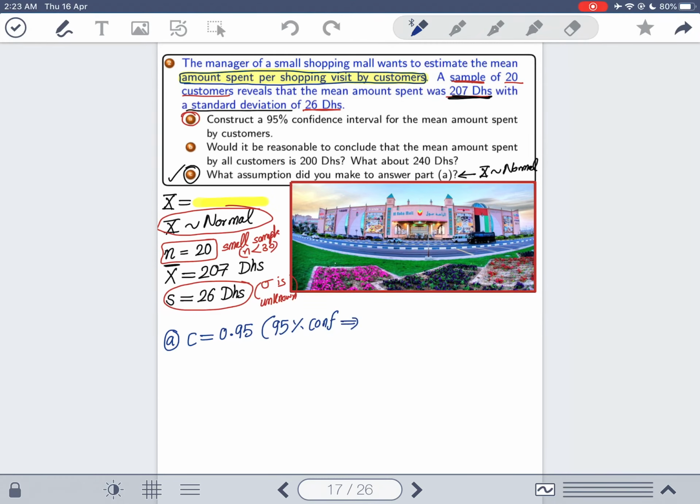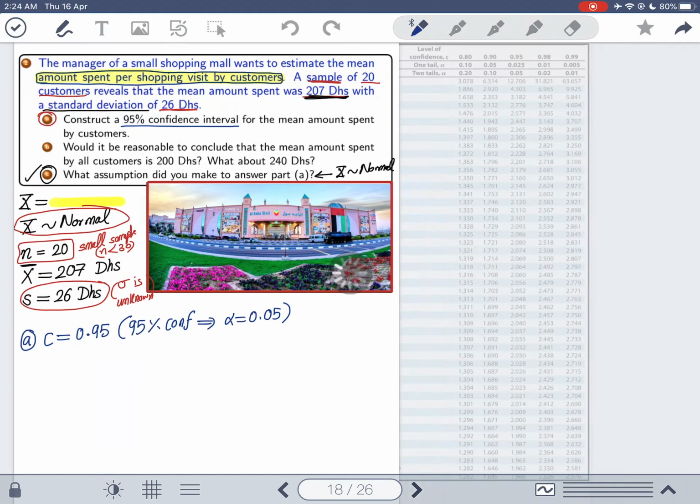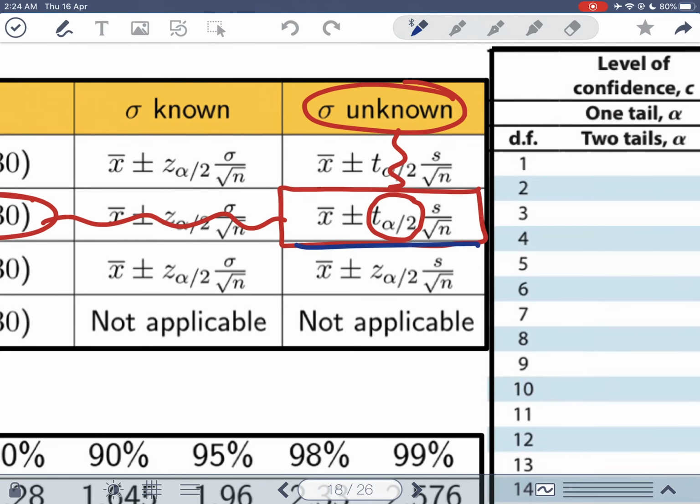Notice that this means that the significance level is going to be 5%. Okay, good. Now, what do we want? The 95% confidence interval. So remember, this is the 95. This is the confidence interval, and so we need to find the T that will give us 95% confidence.